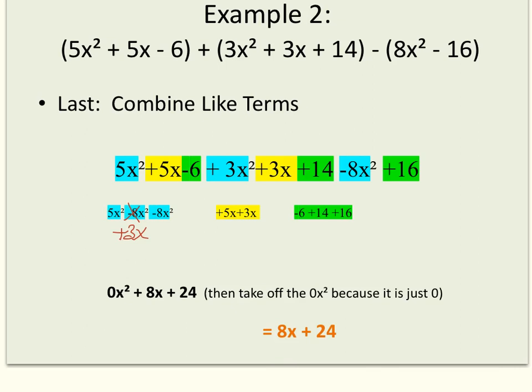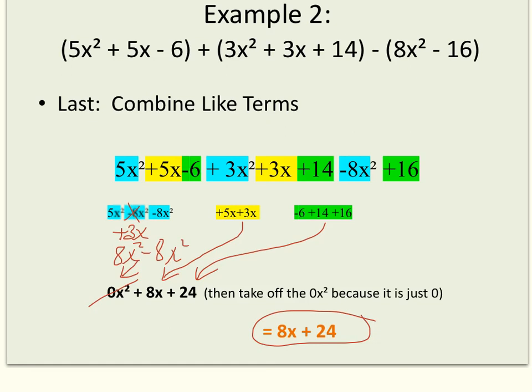So, look at what happens. I end up with 5x and 3x, which gives me 8x, and a -8x squared. Those cancel out to be 0x squared. 5x and 3x give me 8x, and -6 plus 14 plus 16 give me 24. I take off the 0x squared because that's nothing. I don't need to write that. And my final result is 8x plus 24.